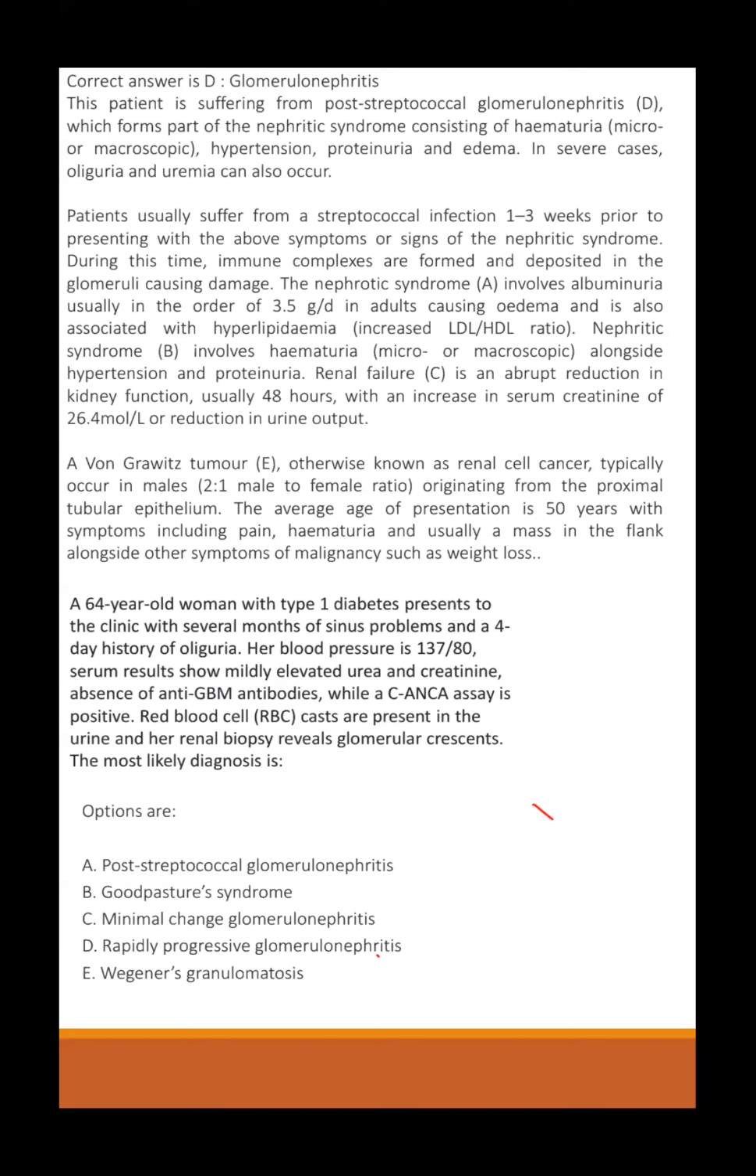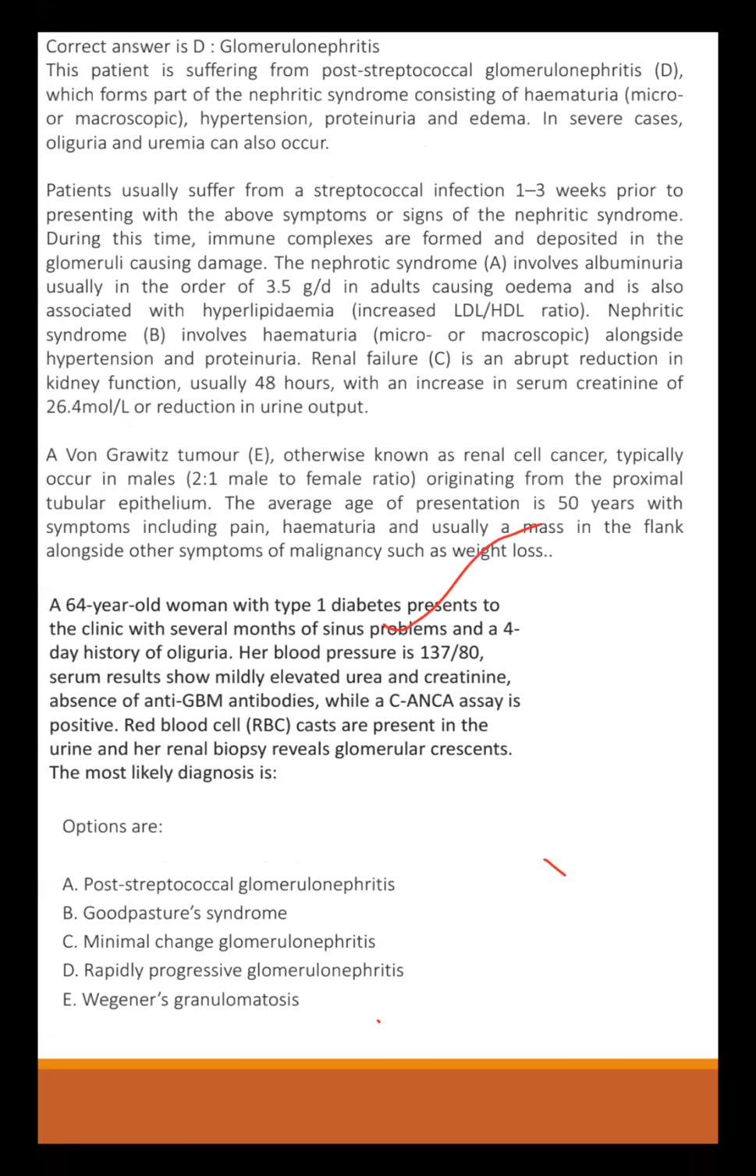Then the options are post-streptococcal glomerulonephritis, Goodpasture, minimal change glomerulonephritis, rapidly progressive glomerulonephritis, and Wagner. It must be Wagner, option E. Excellent. What is the point here, Dr. Reza? The point here is recurrent sinusitis, and granuloma is because of Wagner. And C-ANCA is another clue. Excellent. Thank you, Dr. Reza. Welcome.